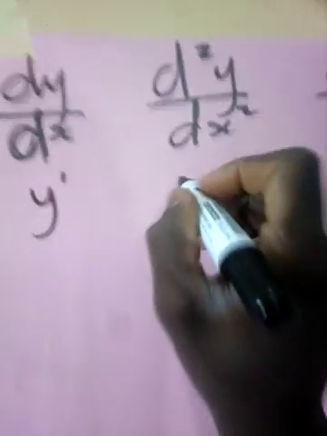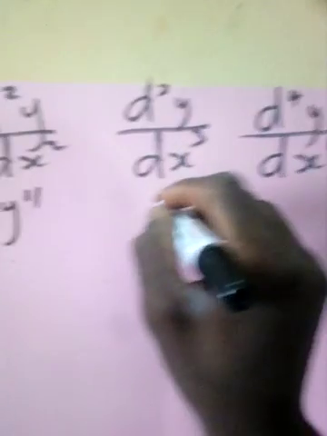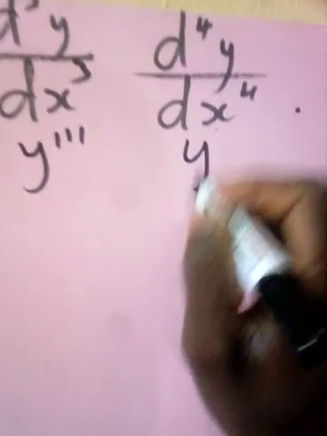So this can also be written as y prime. This can also be written as y prime prime. This can also be written as y prime prime prime. And this I will just write as y^(iv), in Roman numerals.